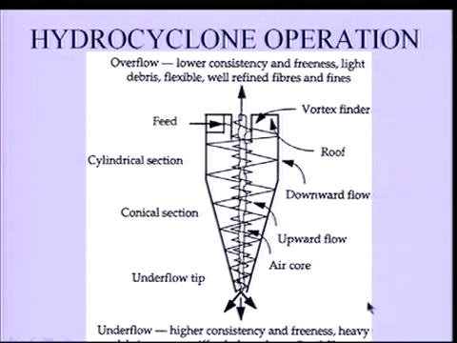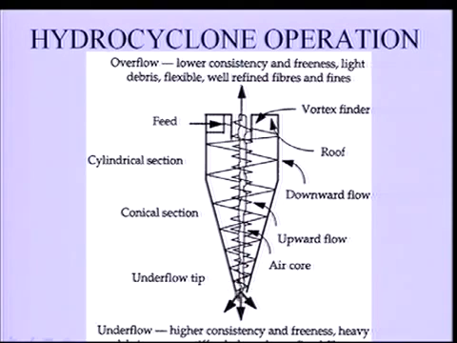This particular picture shows the basic operation of a hydrocyclone. So a hydrocyclone is constructed such that we have a cylindrical section followed by a conical section. Fiber water contaminant mixture enters tangentially at the top of the cylindrical section, and it swirls around, generating centrifugal force which throws out high density material towards the wall of the cyclone, and they are transported downward.